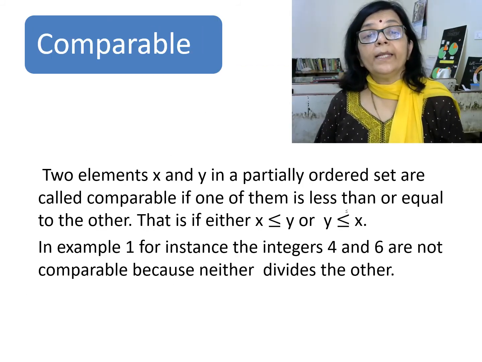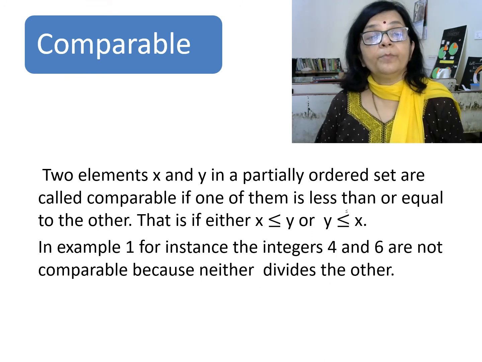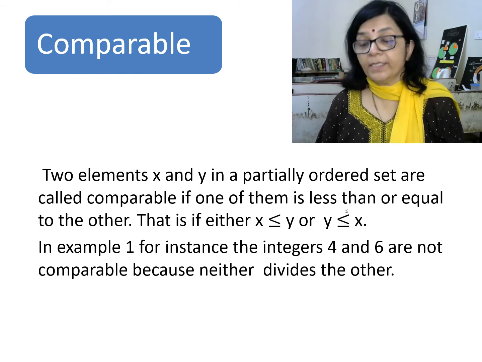Comparable. Two elements x and y in a partially ordered set are called comparable if one of them is less than or equal to the other. That is, if either x ≤ y or y ≤ x. In previous example 1, for instance, the integers 4 and 6 are not comparable because neither divides the other.